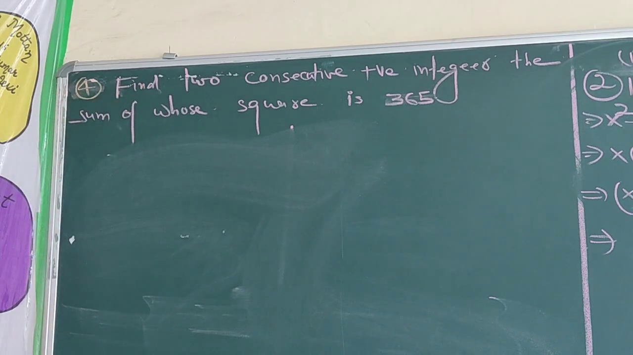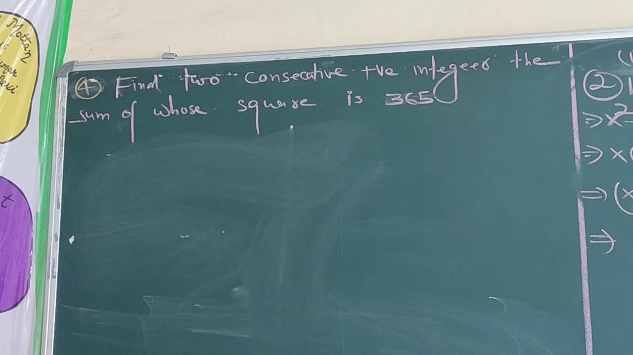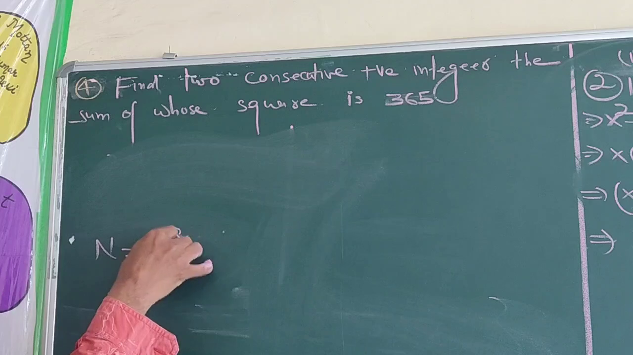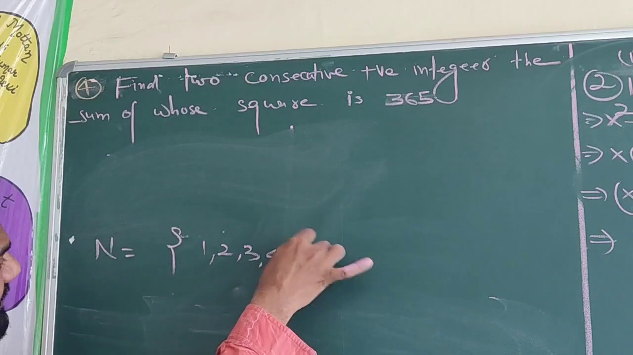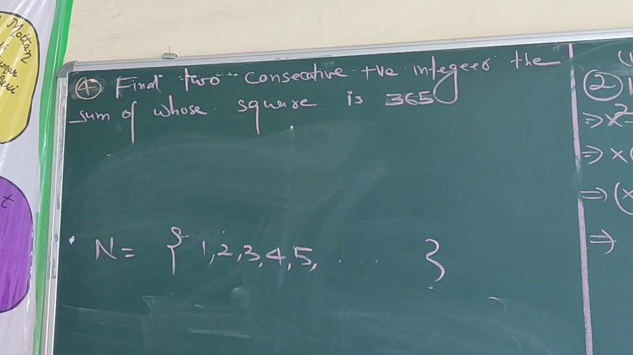The fourth question of this exercise is: find two consecutive positive integers whose sum of squares is 365. And consecutive positive integers are also said to be natural numbers. And we know the natural numbers can be written 1, 2, 3, 4, 5, 6 and up to so many. So we take here two consecutive positive integers.